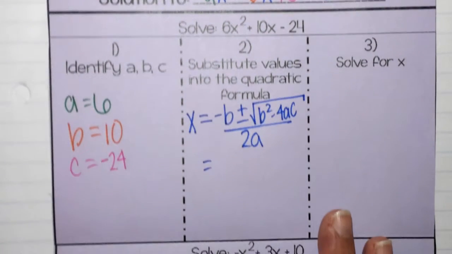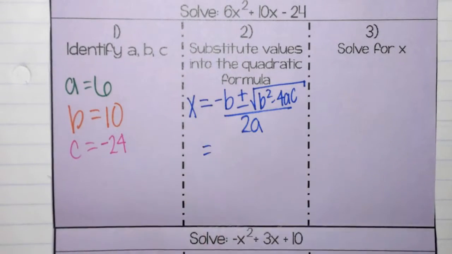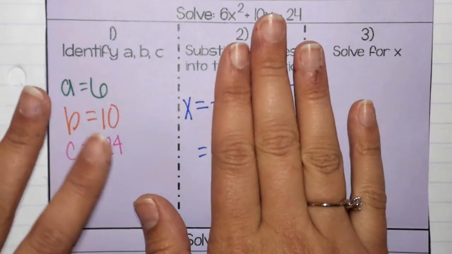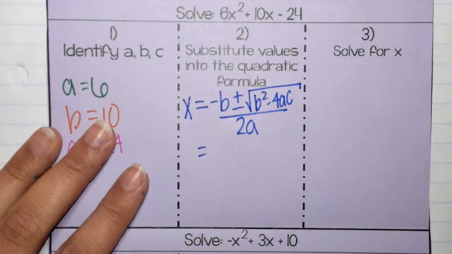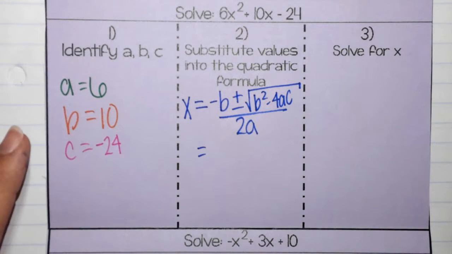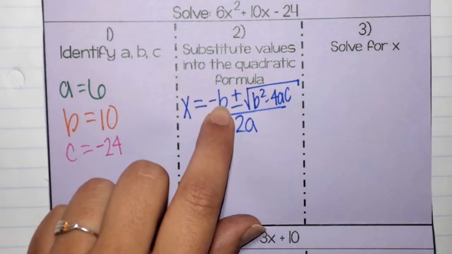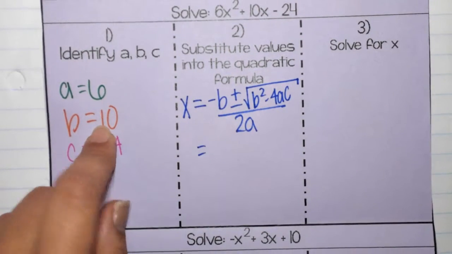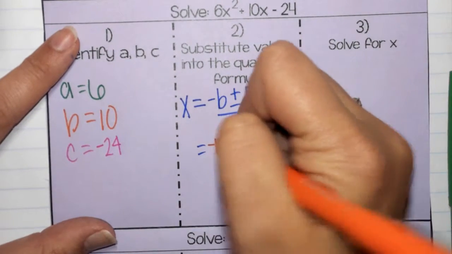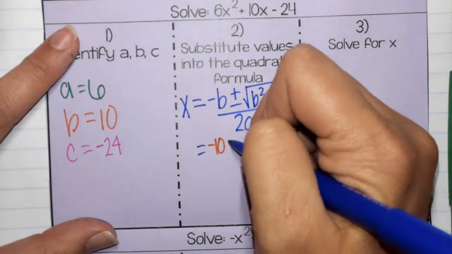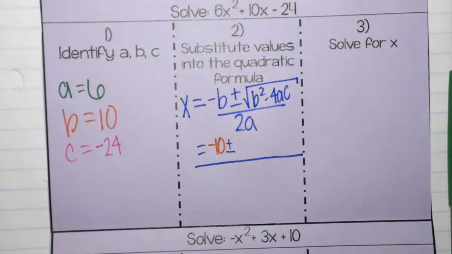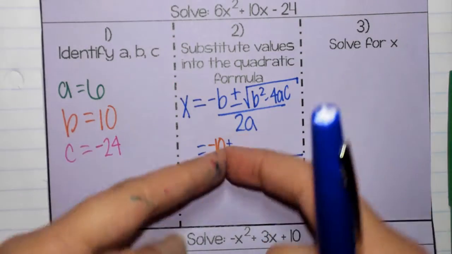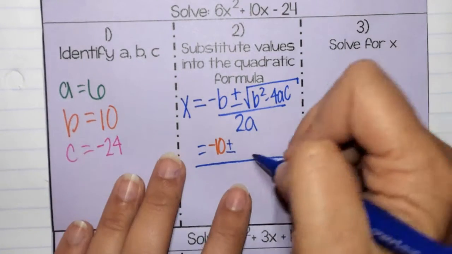Okay, so what we're going to do is plug it in, and then simplify it. I'm going to show you how to easily simplify it so we don't have a whole bunch of confusing steps, which I learned the hard way in first period. So it's the opposite of B. If B is 10, what's the opposite of 10? Negative 10. Plus or minus. You have to have that every time because we're going to have 2 answers in a quadratic: one where we add, and one where we subtract.